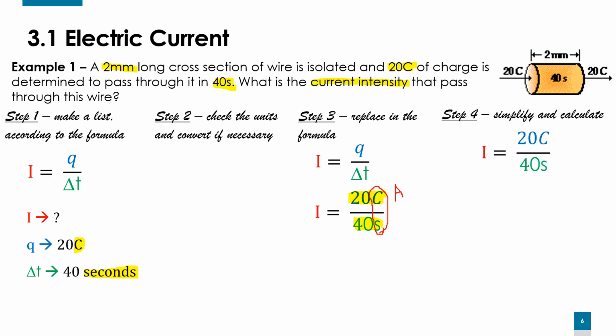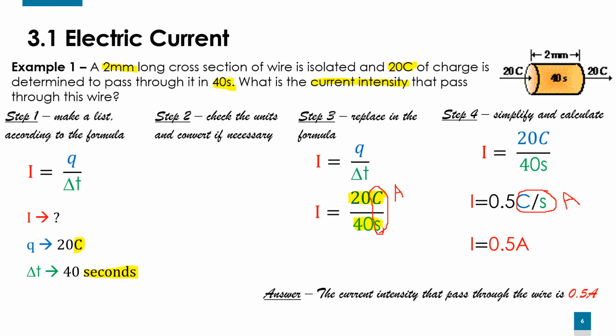Okay? And the next step, simplify and calculate. This one is really easy. 20 over 40 is going to be 0.5 coulomb per second. And how can I replace this coulomb per second? It's the same as ampere. So my current intensity is 0.5 ampere. So let's do just the full answer. As answer to the question, what's the current intensity that passed through this wire? Answer: the current intensity that passed through the wire is 0.5 ampere.